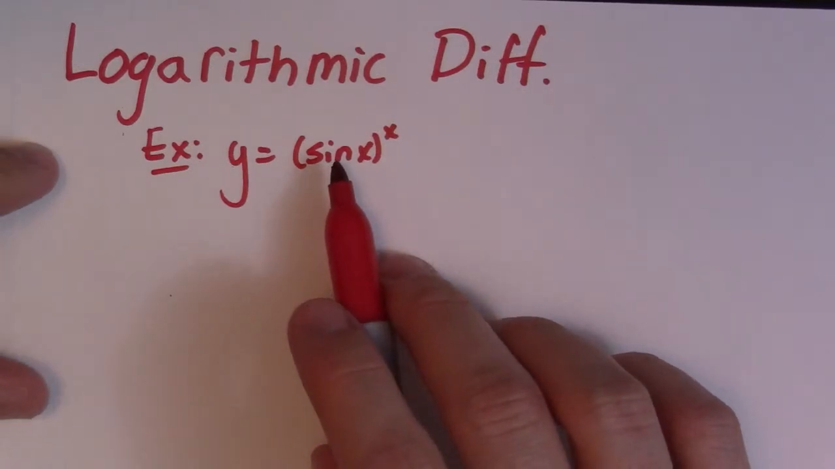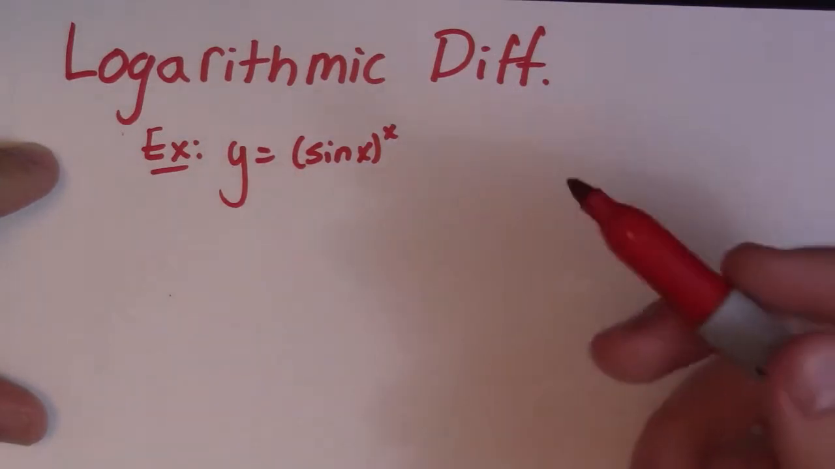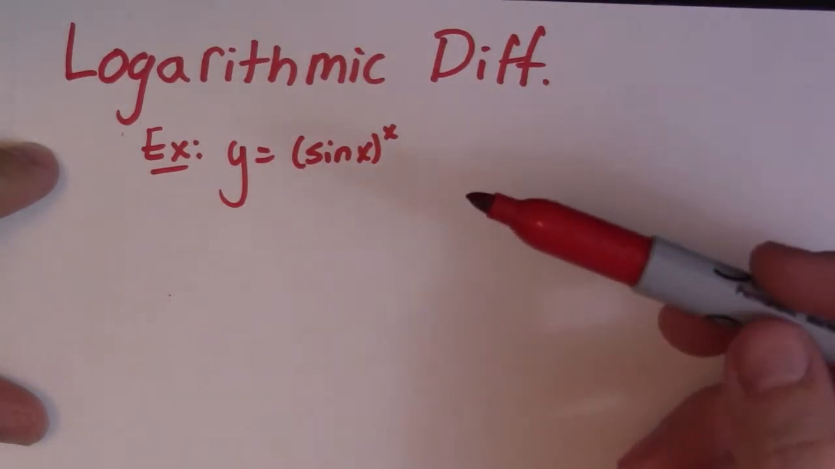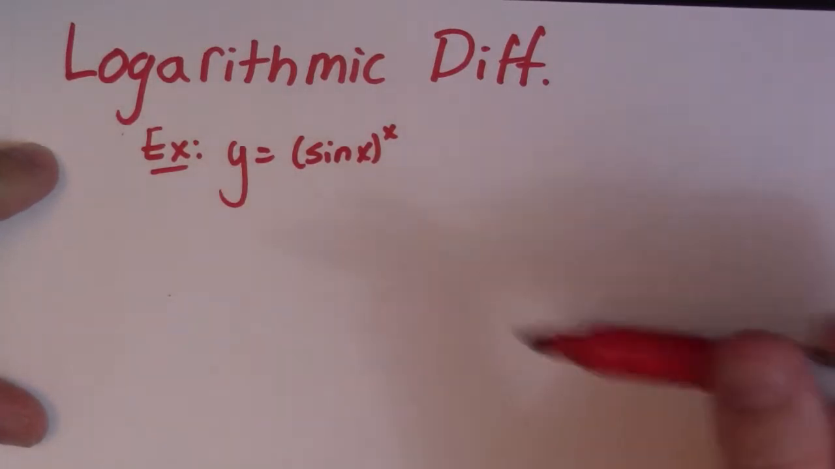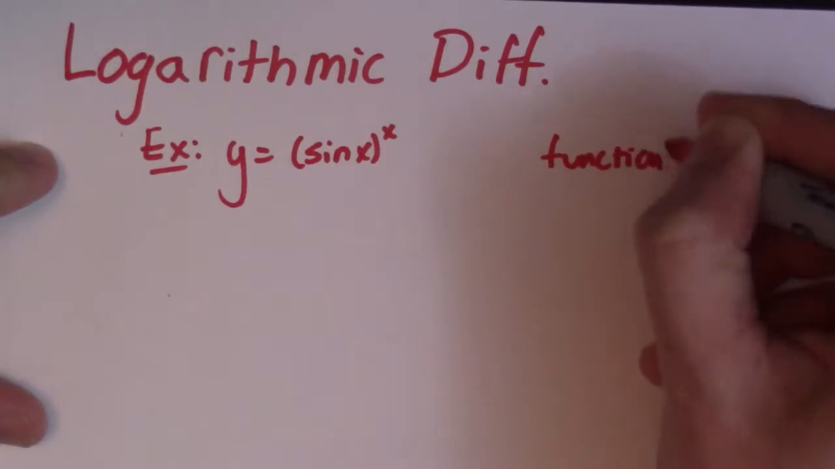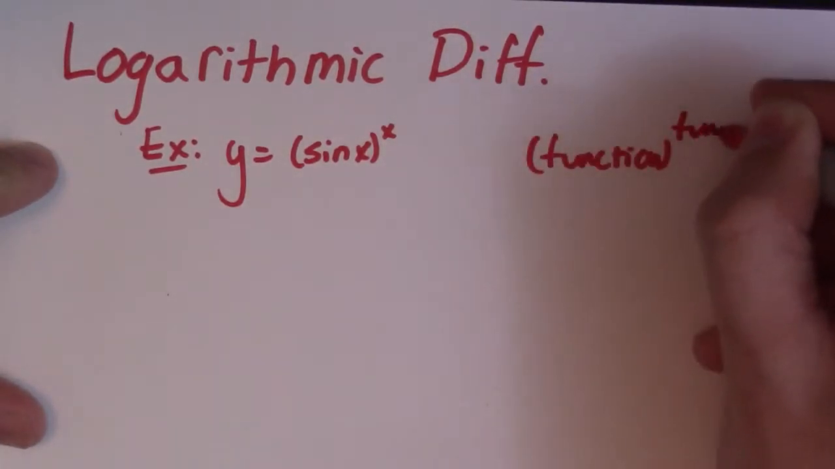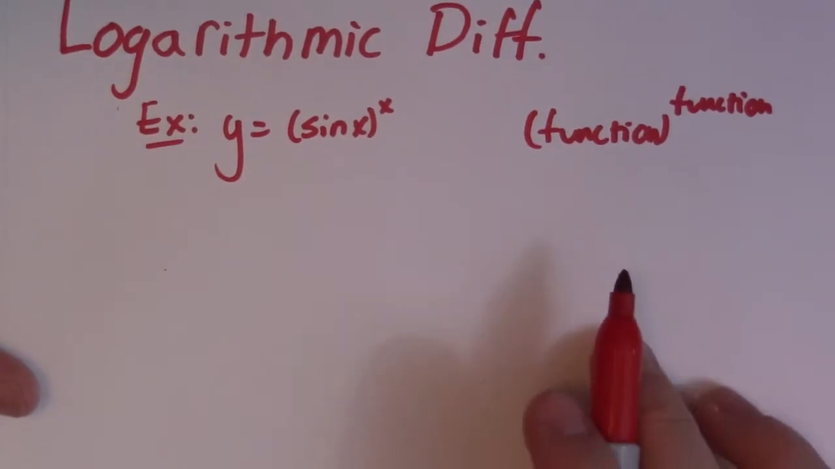Logarithmic differentiation, of course, is when I take the log of both sides, or actually I take the ln of both sides. So the first type, a function to a function, is probably the most common question that I've seen anywhere that I ask on calculus assessments.